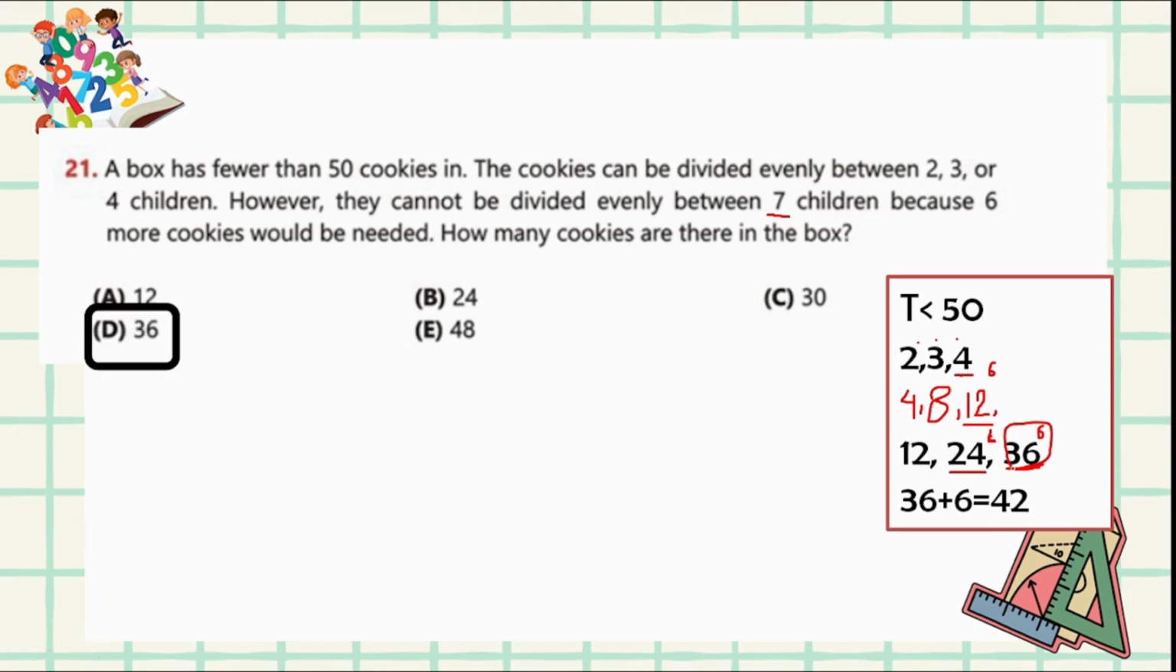So cookies can be divided among 2, 3 and 4 children evenly. And if we add 6 more cookies to 36, then we can divide them among 7 children as well.